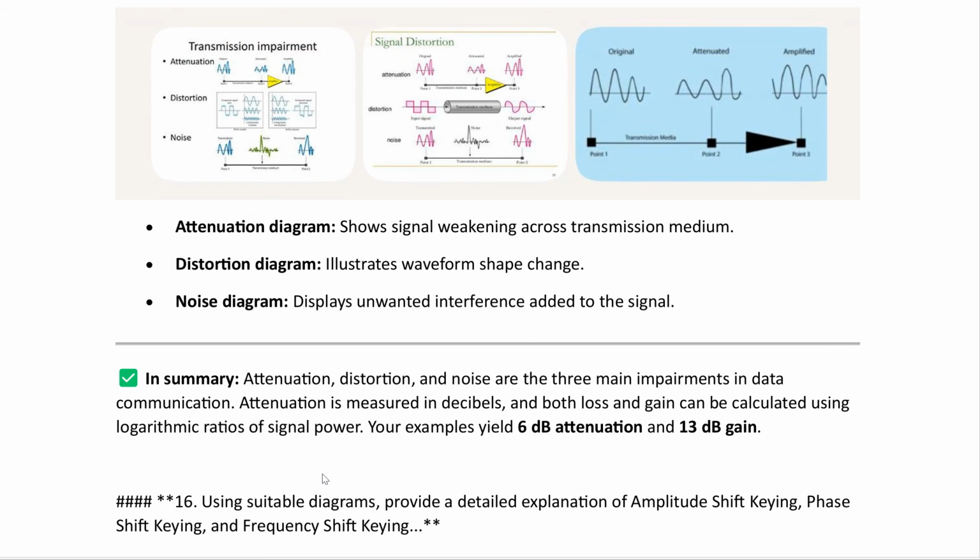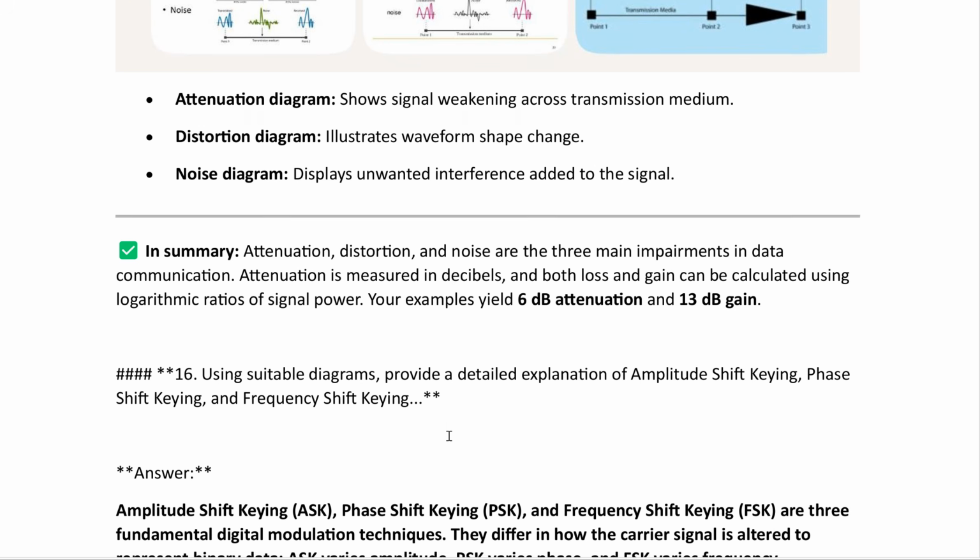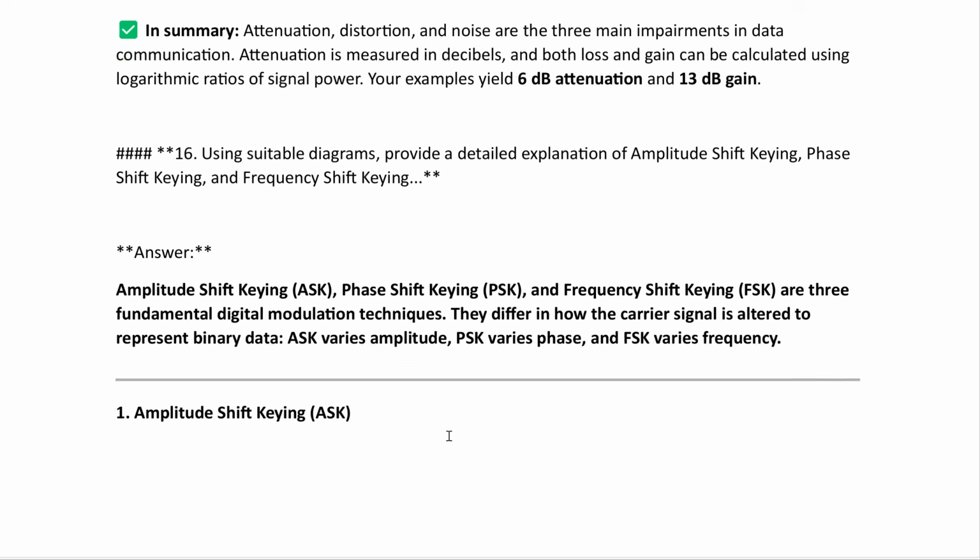So in summary, attenuation, distortion, and noise are the three main impairments in data communication. Attenuation is measured in decibel, and both loss and gain can be calculated using the logarithmic ratios of signal power. In our example, 6 decibel is the attenuation and 13 decibel is the gain we have found. Right? Now we come to the next question.